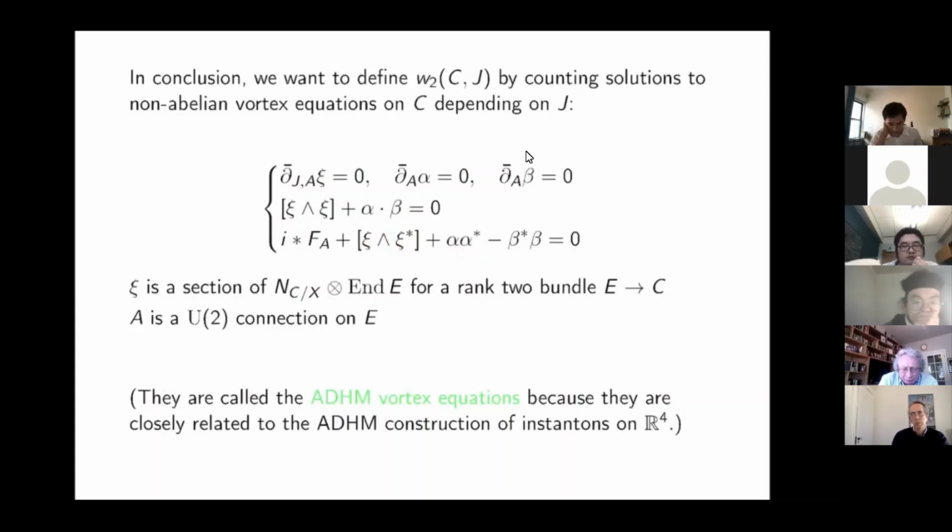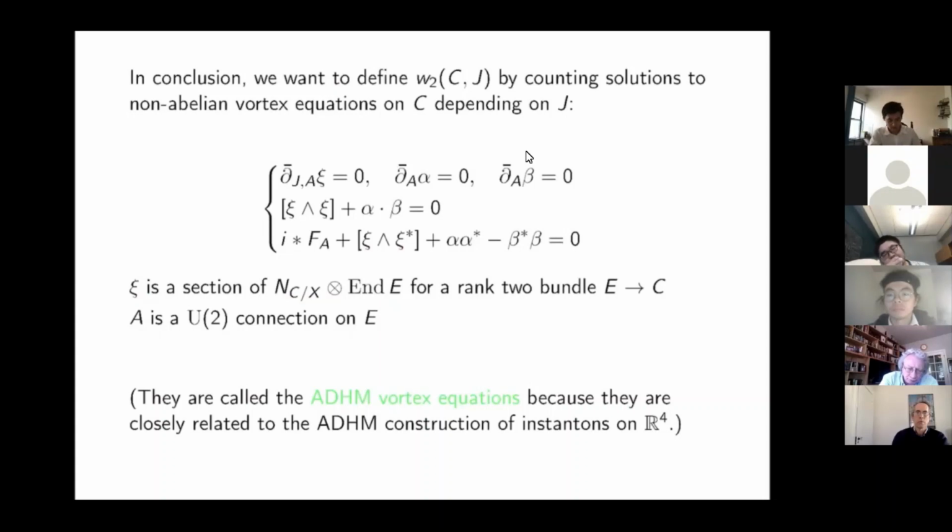There are lots of sections here, so I don't want to explain everything, but the point is that Xi is a section of a normal bundle twisted by an endomorphism bundle of a rank 2 bundle, and A is a U2 connection. So these are gauge theoretic equations with structure group U2. They're called the ADHM vortex equations because they're closely related to the ADHM construction of instantons. And this is what you get from dimensional reduction of the equations studied by Haydys and Walpuski.